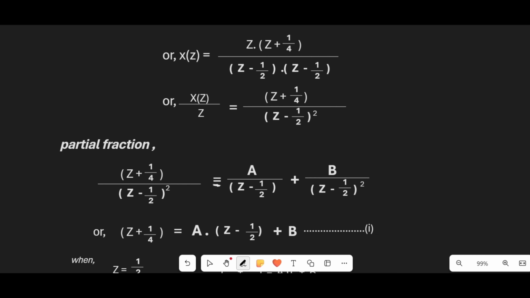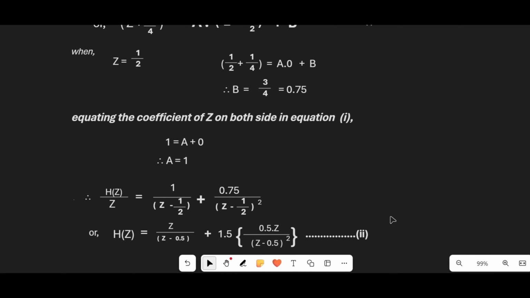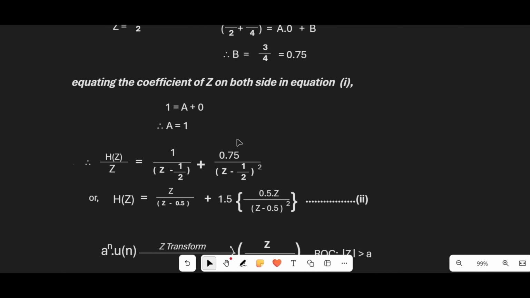Now we will take the partial fraction. If we perform the partial fraction, then we can find, when z equal to half, b equal to 3 by 4, that means 0.75, and equating the coefficient of z on both sides in equation 1, we get a equal to 1. That means X of z by z equal to 1 by (z minus half) plus 0.75 divided by (z minus half) the whole square.